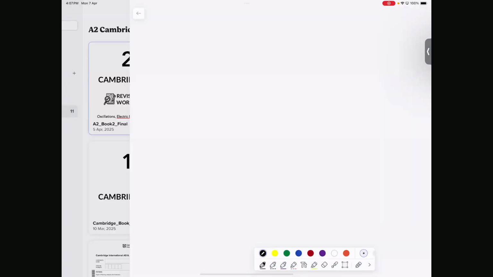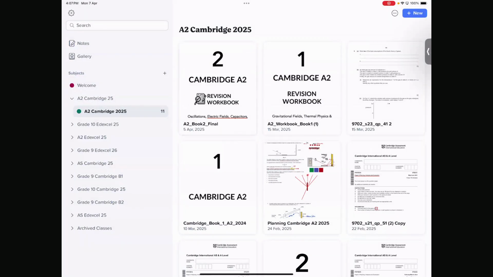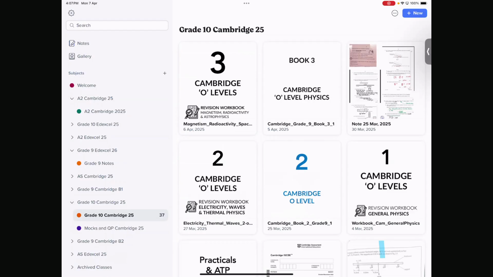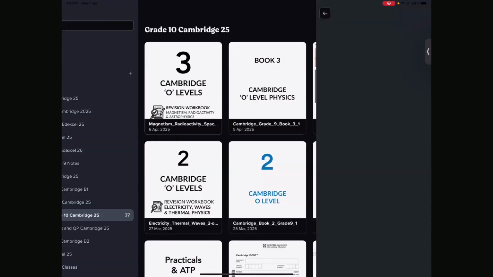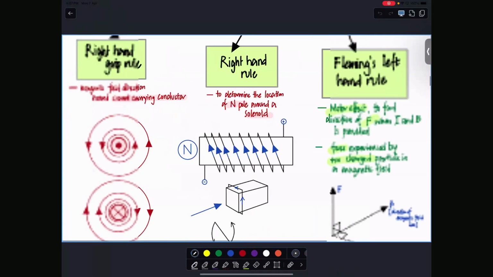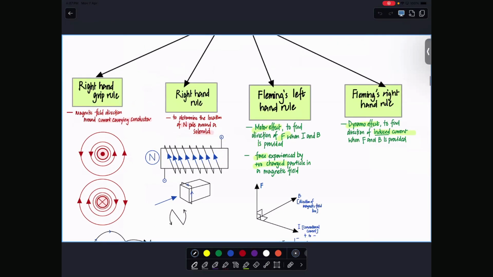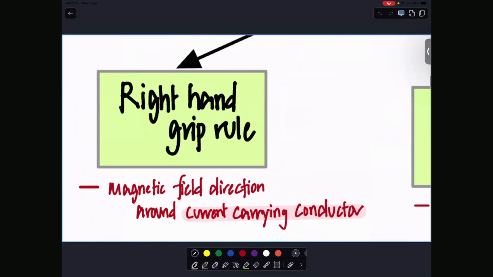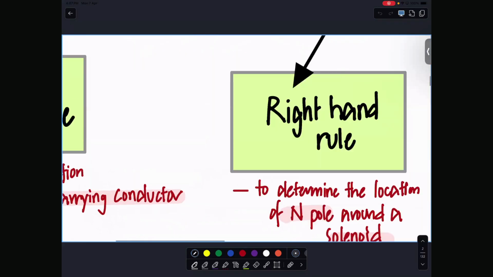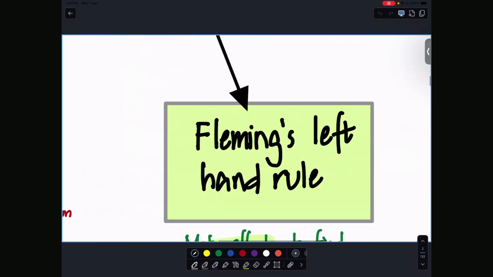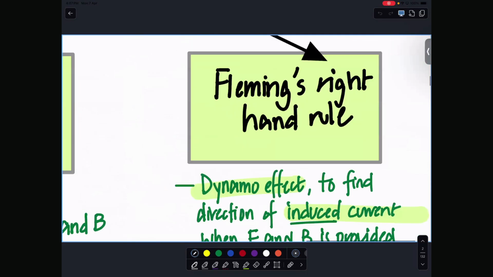The left hand rule and right hand rule are all summarized here. Let me show you once more. I was doing this with the O level batch. You will need it too. So you know the 4 rules out there. These are the 4 rules that you have in magnetism. There is no rule outside of these. The first one is the right hand grip rule. Then you have the right hand rule. Then you have Fleming's left hand rule, and then Fleming's right hand rule. Now, when to use them?